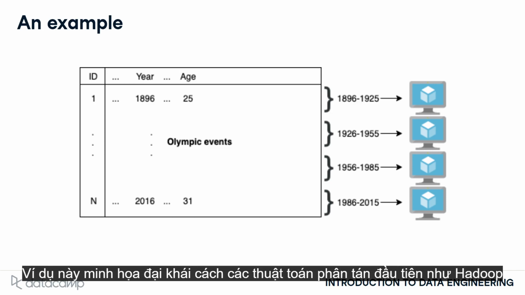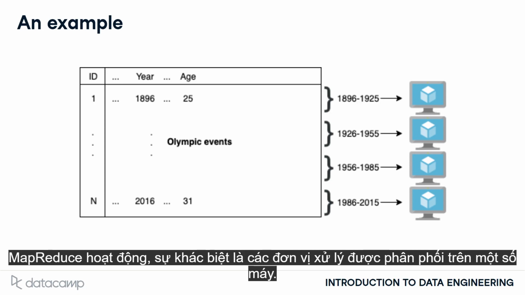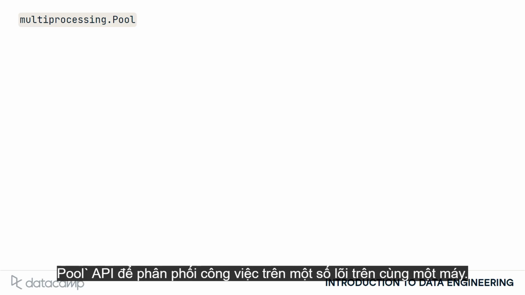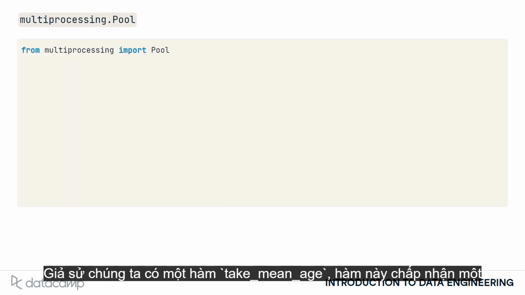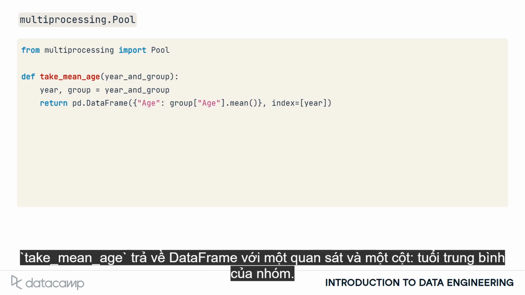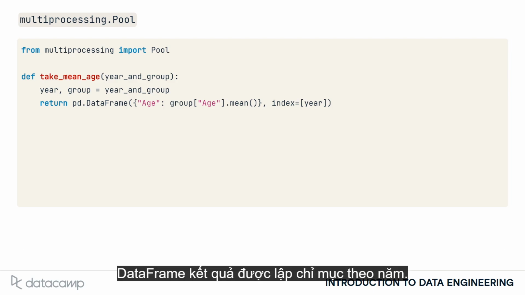This example illustrates roughly how the first distributed algorithms like Hadoop MapReduce work. The difference being the processing units are distributed over several machines. In code, there are several ways of implementing this. At a low level, we could use the multiprocessing.pool API to distribute work over several cores on the same machine. Let's say we have a function takeMeanAge, which accepts a tuple, the year of the group and the group itself as a data frame. takeMeanAge returns a data frame with 1 observation and 1 column, the mean age of the group. The resulting data frame is indexed by year.